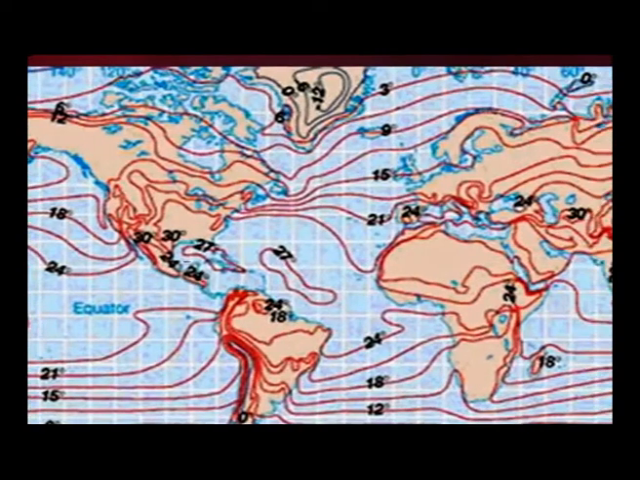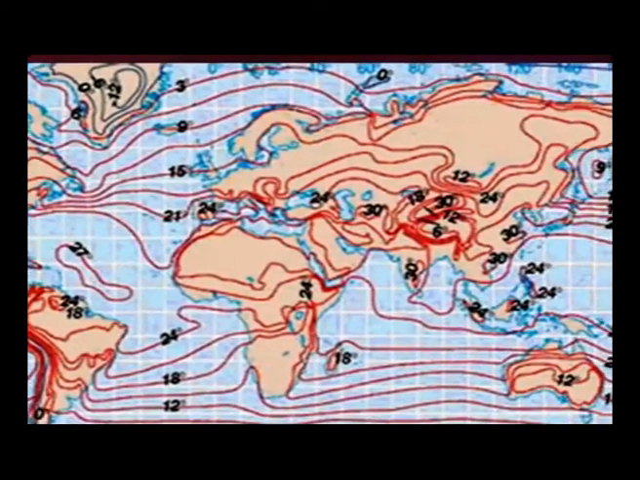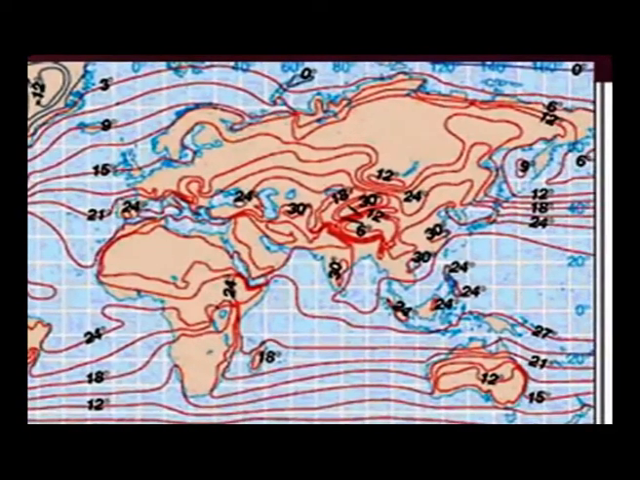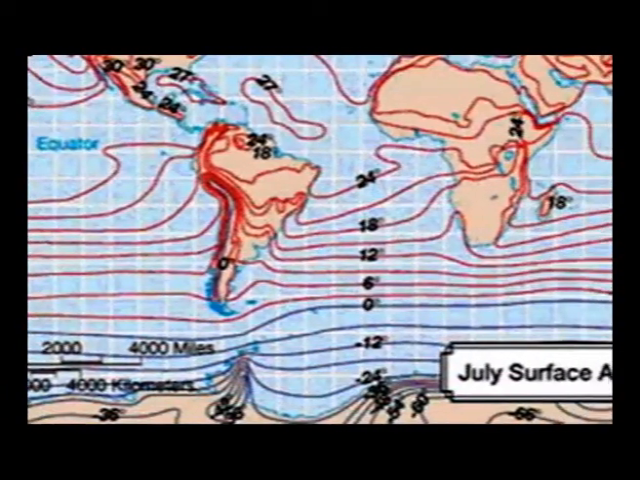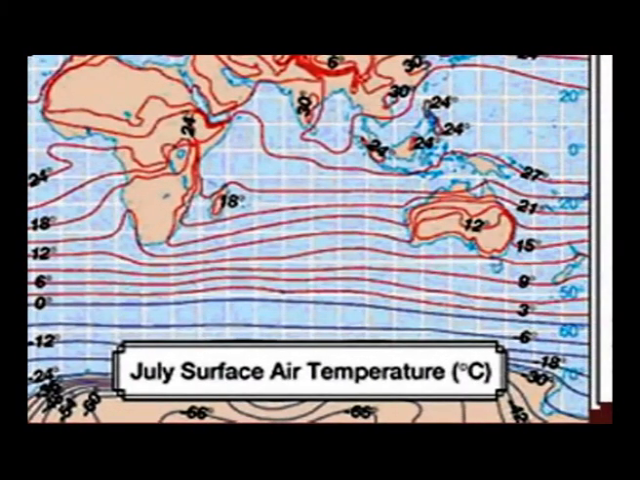Distribution of temperature in July. Isotherms in July in the northern hemisphere are most irregular and zigzag. On the contrary, the isotherms in the southern hemisphere are more regular and straight.